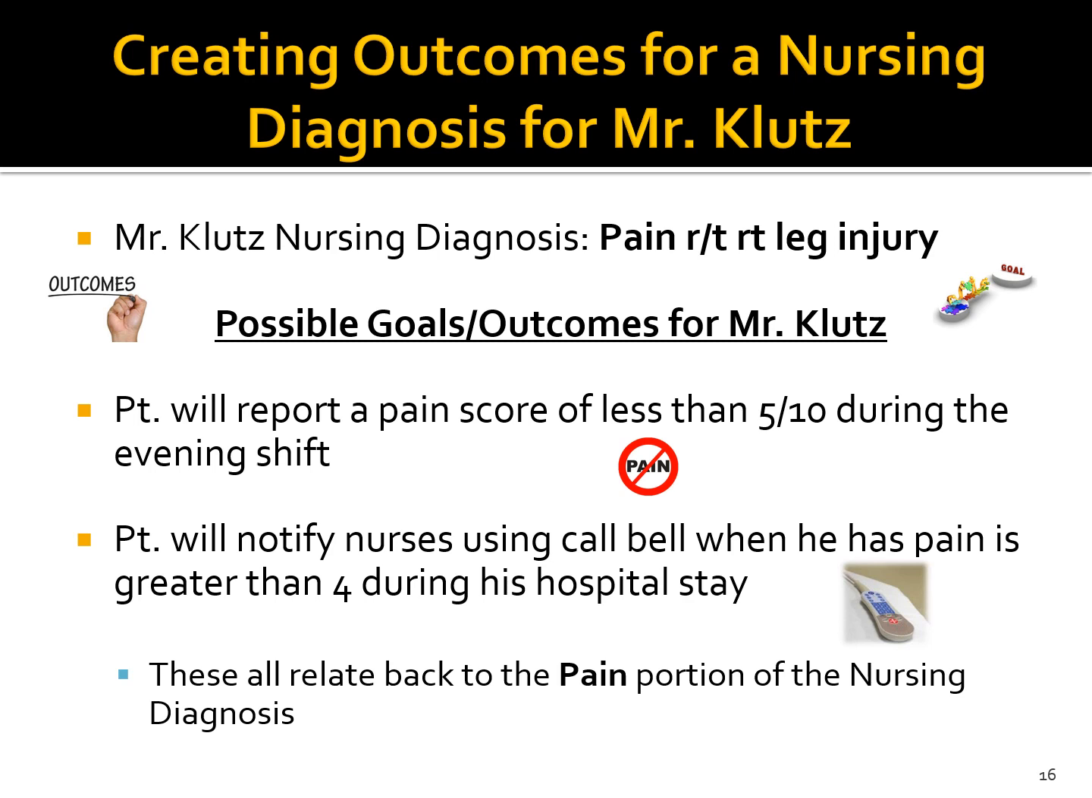These are some possible goals and outcomes for Mr. Klutz. Number 1, patient will report a pain score of less than 5 out of 10 during the evening shift. Number 2, patient will notify nurses using the call bell when he has pain greater than 4 during his hospital stay. Remember, these goals and outcomes have to relate back to the nursing diagnosis. So these all have to relate back to the pain portion of the nursing diagnosis, which they do.